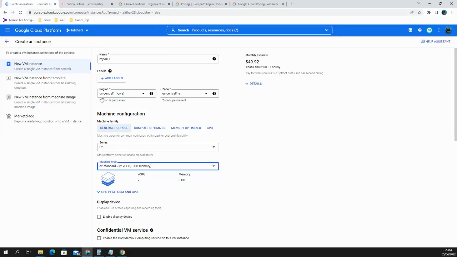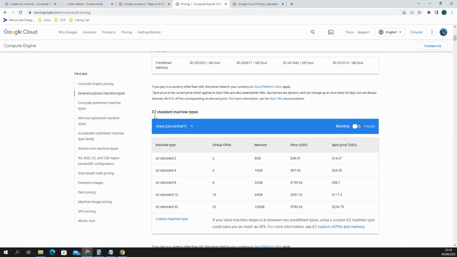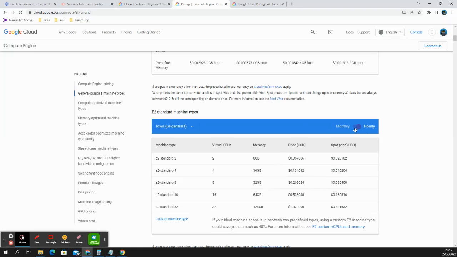So just bear in mind now, I'm using US Central 1. We just say US Central 1A. I always have trouble with saying that. So let's go into the pricing. It's an E2 standard machine. And there's my machine there, E2 standard 2. Two virtual CPUs and 8 gig of RAM, which is $48.91 per month, virtually exactly the price which we've just had in the previous page. And obviously we can toggle that by monthly or hourly. So I'm going to keep it back on the monthly.